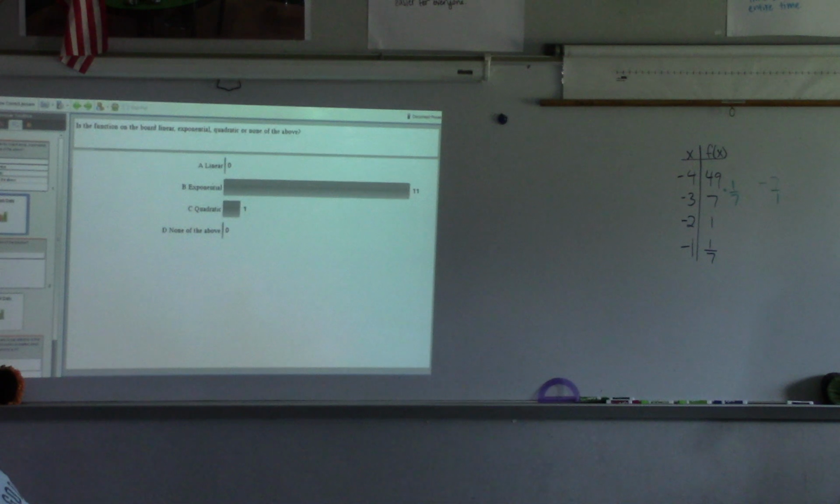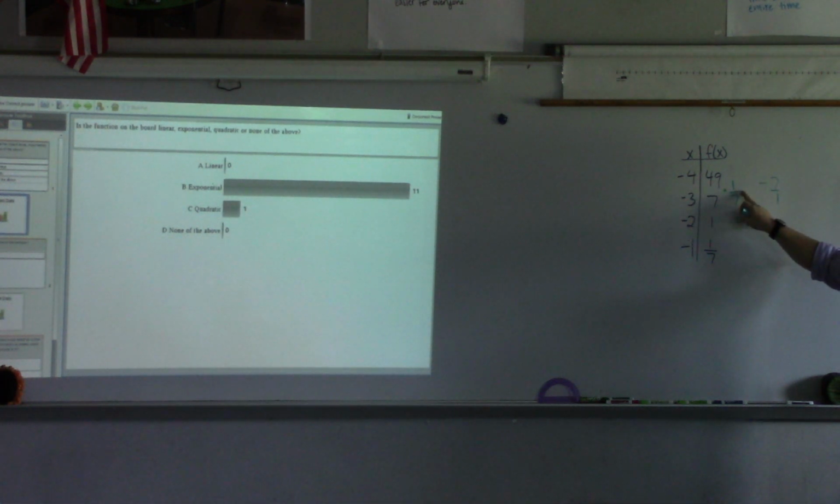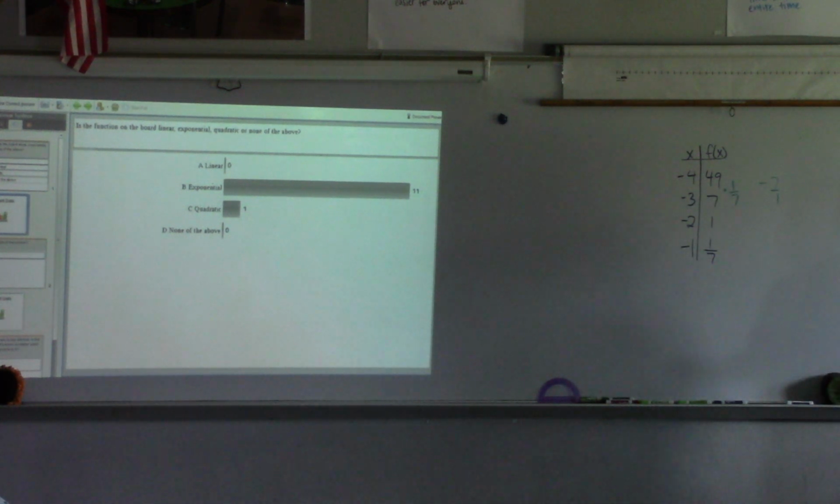I want you to notice, what does this fraction bar really mean? Division. So you're multiplying by 1, dividing by 7. So just times 1/7 is the same thing. You gotta know how to do this, because you will be assessed on this.